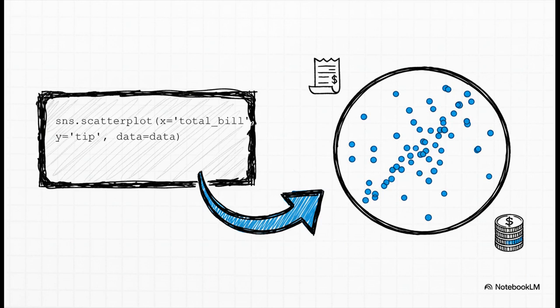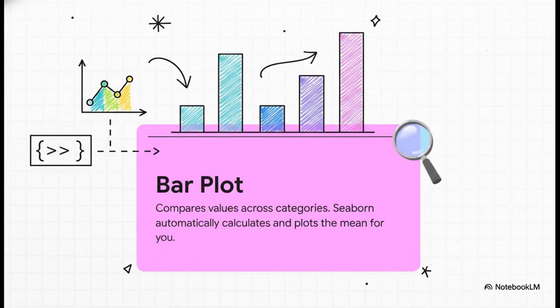And check out the code to make it happen. I mean, look how clean and readable that is. You just call scatterplot, you tell it what you want on the x-axis, what you want on the y-axis, and which data set to use. Boom! You get an instant, clear visualization of that relationship. So simple.